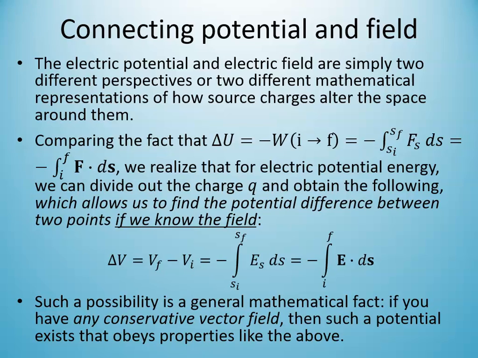Anytime you have a conservative vector field, it is possible to find a potential such that taking the derivative of that potential ends up giving you the field, and maybe with a minus sign depending on how you think of it.